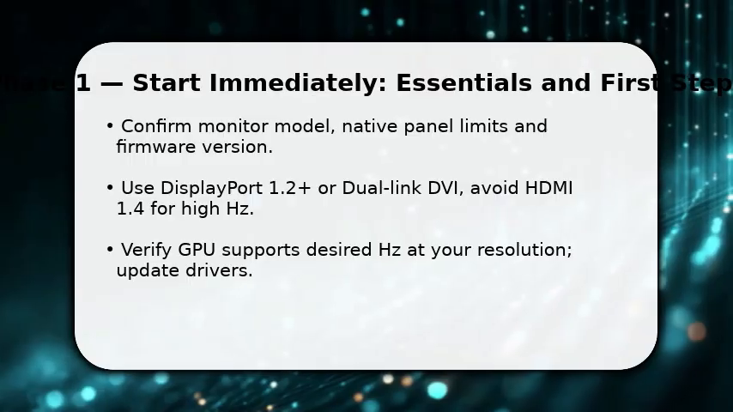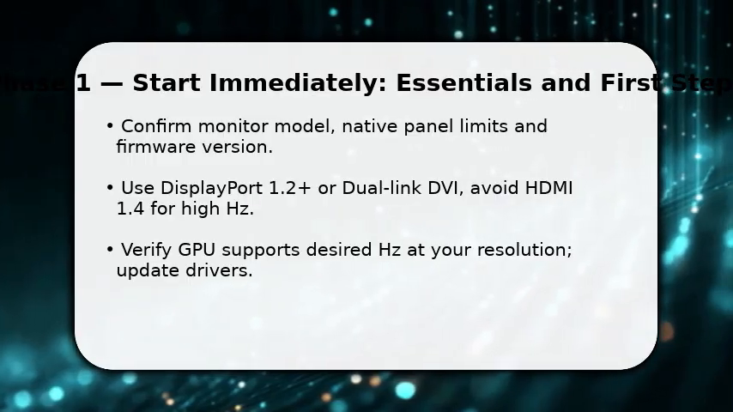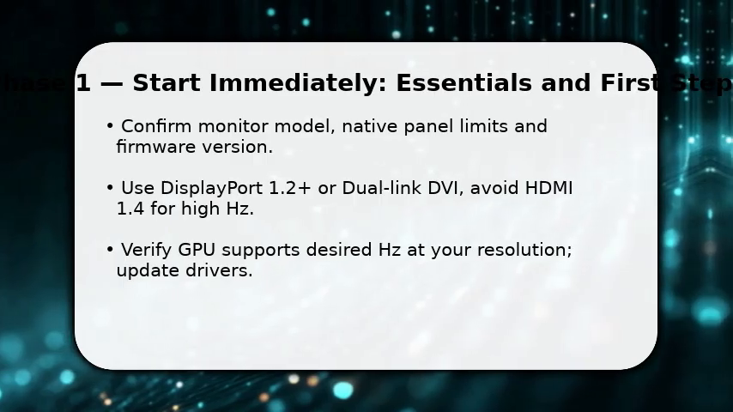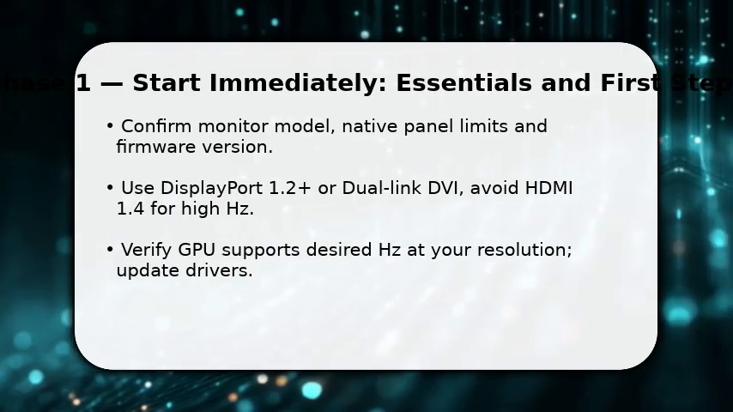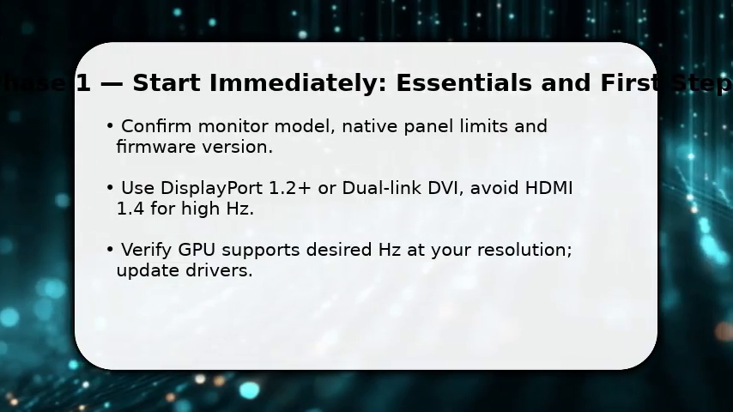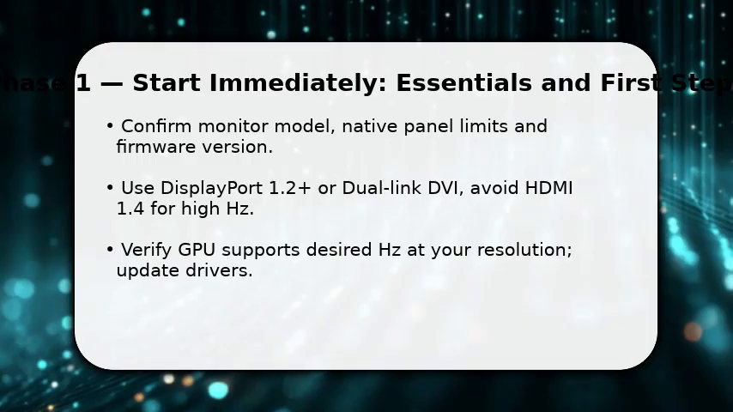You start by verifying hardware so you know what's possible. Check the monitor model and firmware because panels have physical Hz limits. Once done, choose the right cable: DisplayPort 1.2 or better, or dual-link DVI, avoids bottlenecks.